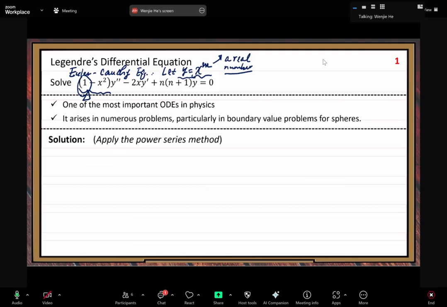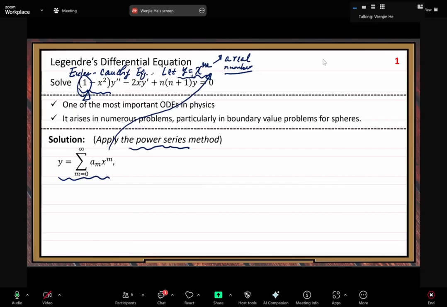Here the solution: apply the power series method. First, I hope you know this power series. That's this form. You can see our guess here: we want to use this new form to replace the old form. You can see how different they are. Do the comparison.